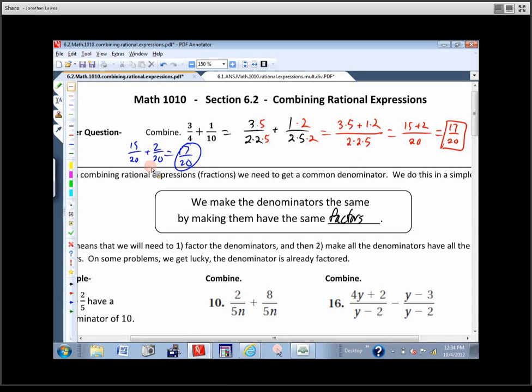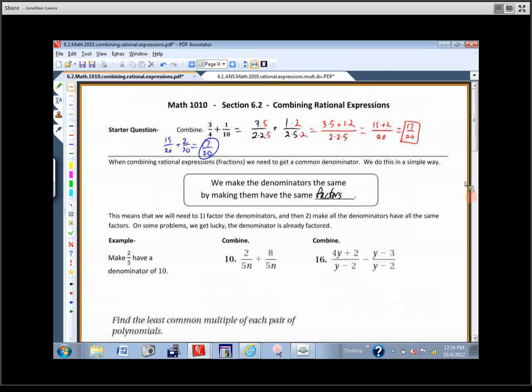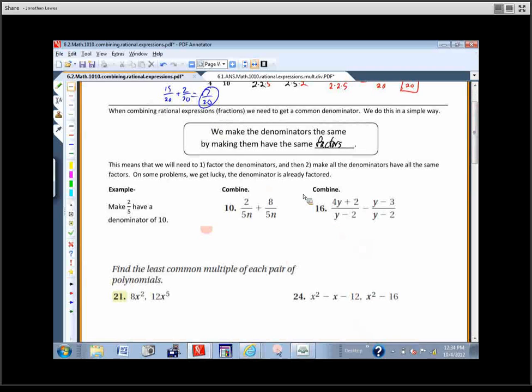But if you're working with variable expressions like we're going to see later on, if you're working with things like this, it's a lot easier to think in terms of make them a common denominator, make them have the same denominator by making them have the same factors. Okay? So you've got to know what the factors are. Okay, are there any questions there?